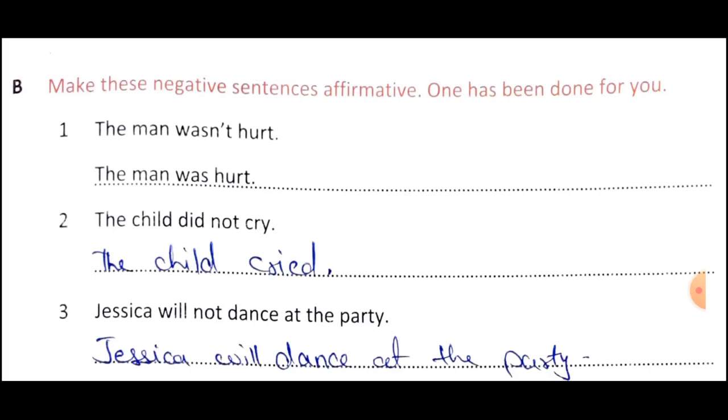Do, does, did are not written separately in a positive sentence, they are hidden with the main verb. So here your main verb is cry. You have to add did with the cry, and it will be changed into its past form, that is cried. Then the sentence will be written as the child cried.